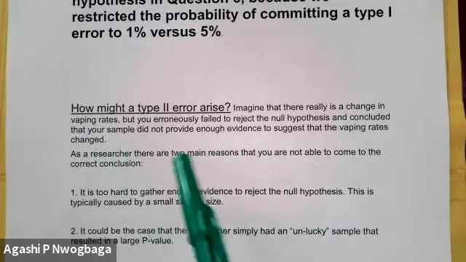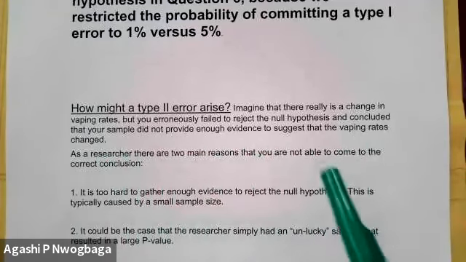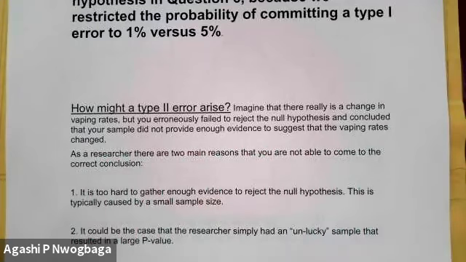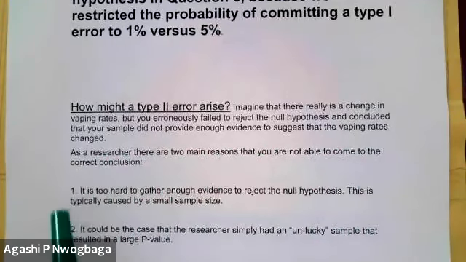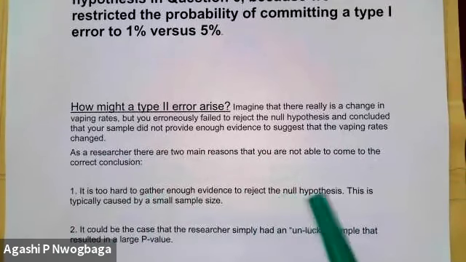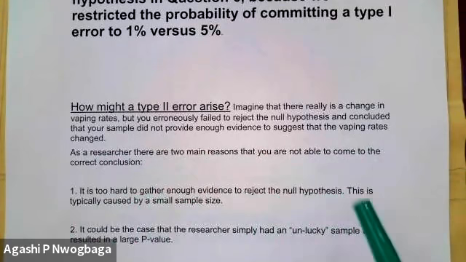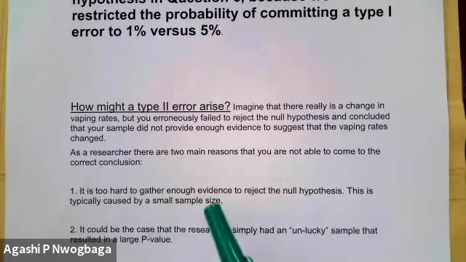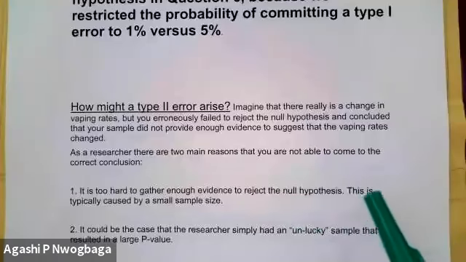As a researcher, there are two main reasons that you are not able to come to the correct conclusion. One, it is too hard to gather enough evidence to reject the null hypothesis. This is typically caused by a small sample size. Two, it could be the case that the researcher simply had an unlucky sample and resulted in a large p-value.